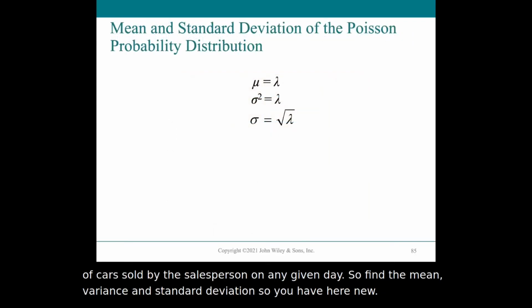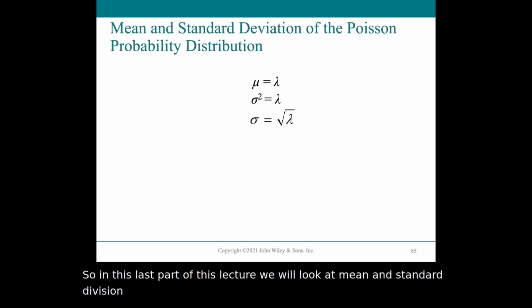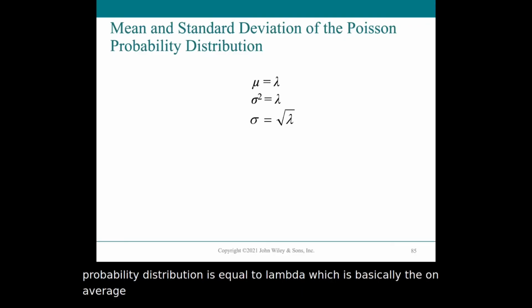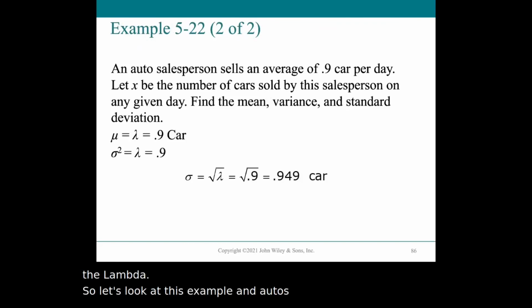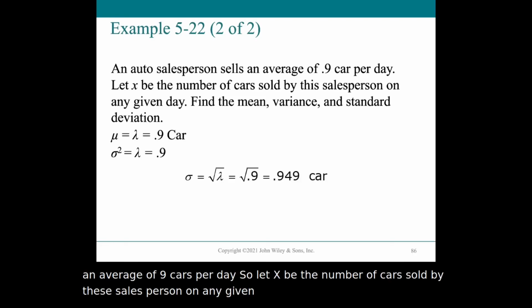In this last part of this lecture, we will look at the mean and standard deviation of the Poisson probability distribution. The mean is equal to lambda, which is basically the on average value provided. And the standard deviation is the square root of lambda. Let's look at this example. An auto salesperson sells an average of 0.9 cars per day. Let X be the number of cars sold on any given day. Find the mean, variance, and standard deviation.